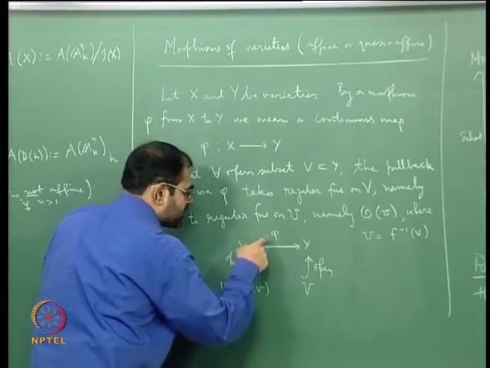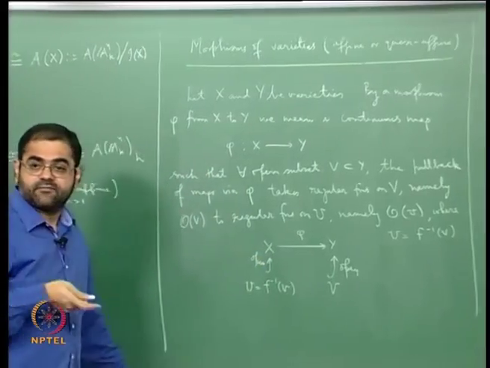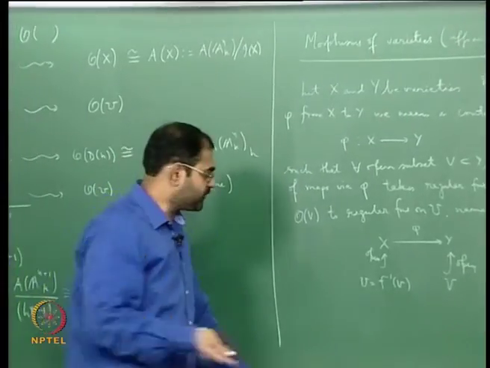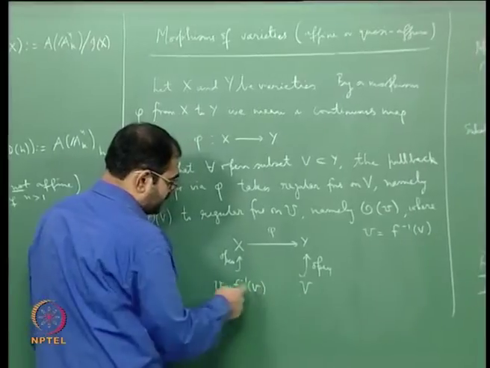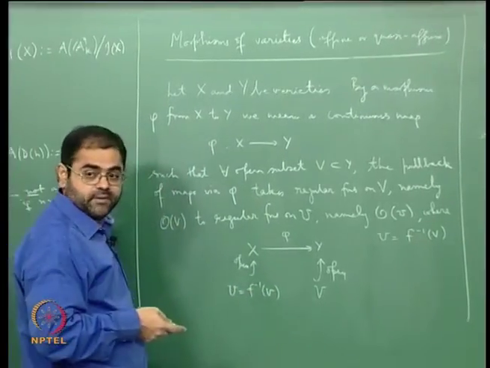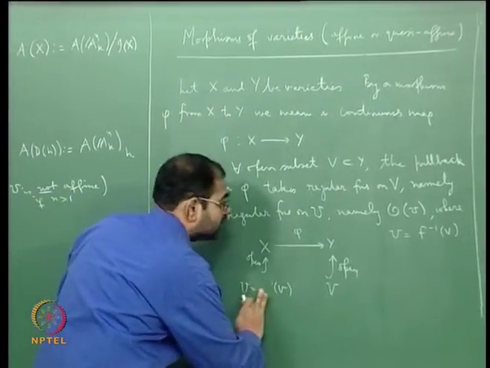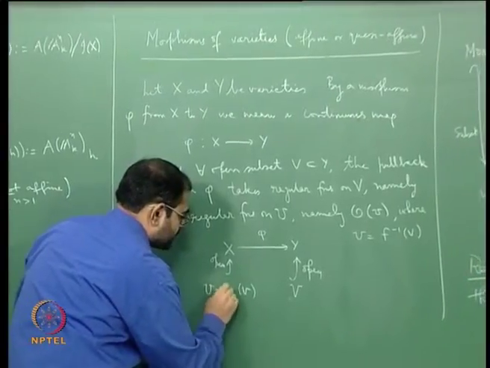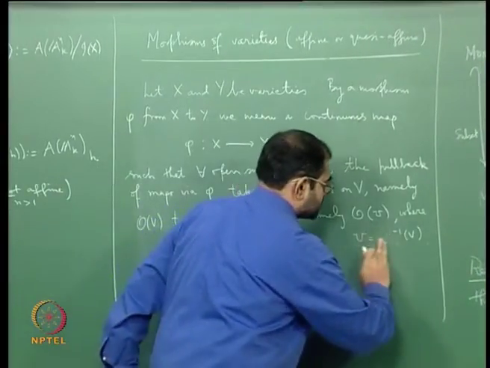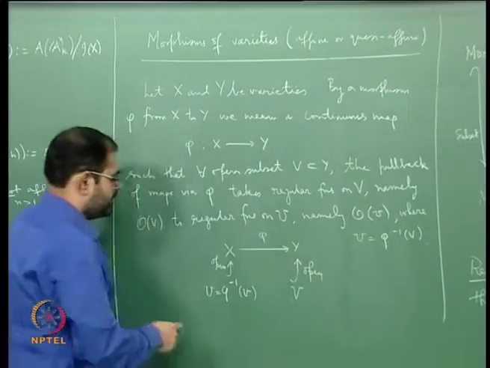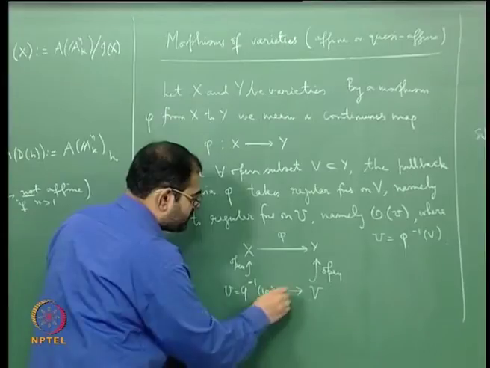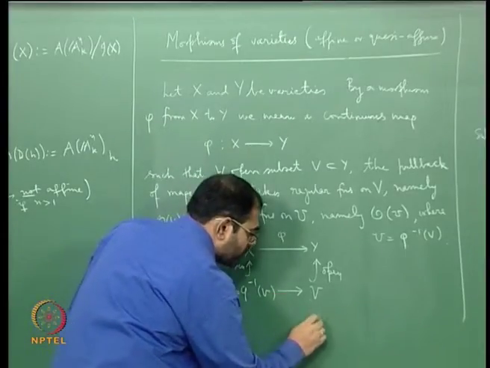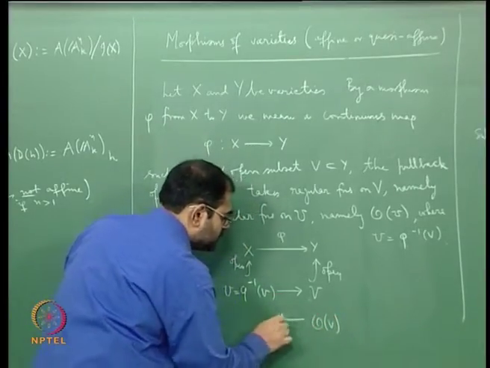That's because phi is a continuous map. Of course X and Y are varieties, so they have the Zariski topology. Therefore you know what open sets mean, and you take an open set here. The inverse image of an open set is an open set. I should use not f, I have messed up the notation. It should be phi inverse here, and phi inverse there as well. I have this map from phi inverse V to V. Now this map from phi inverse V to V will give you a map from O(V) to O(U).